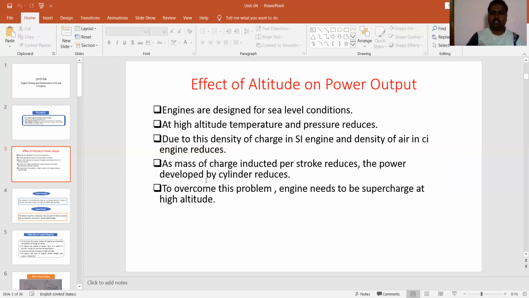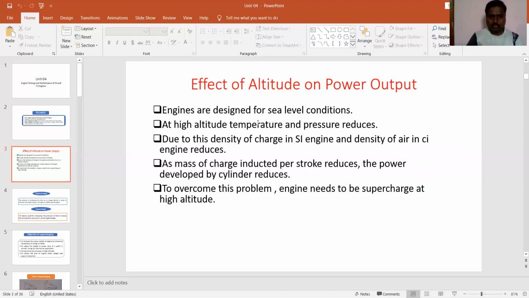Okay, engines are generally designed for sea level condition. Means if you take any engine, the carburetor and every engine part are designed for sea level, because most engines are used at sea level, means on the ground. Therefore most engines are designed for sea level condition, but at high altitude temperature and pressure reduce. We know that when we go away from the earth, upward, the temperature and the pressure of atmospheric air decrease. If you go away from ground level, temperature and pressure reduce, and therefore the density of charge decreases.